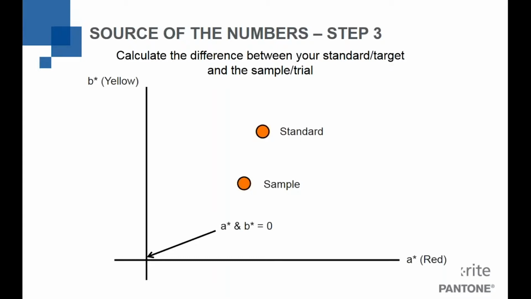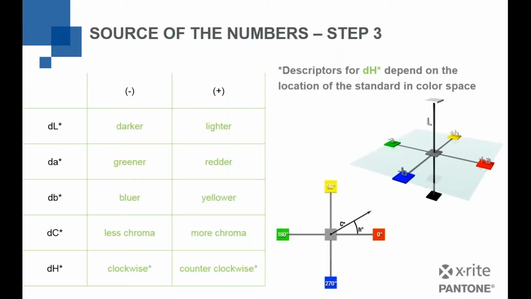You plot the location of the standard. Here I'm using LAB color space, and you plot the location of the sample, and then it's a simple means of subtraction to calculate how far away they are from each other. Is the sample redder or greener or bluer or yellower than the standard? Is it lighter or darker? And we can determine that by looking at the values that we get when we do those calculations.